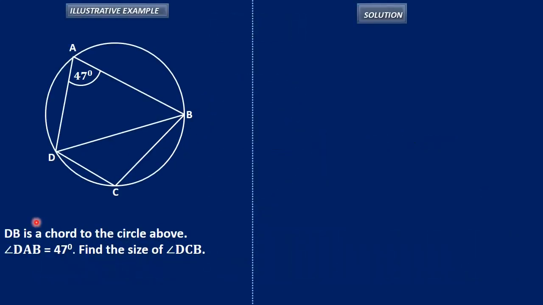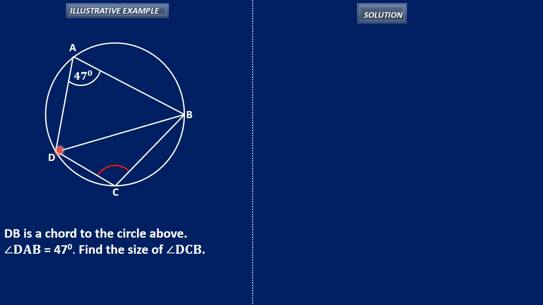And let's apply property 5 to solve this example. The question says DB is a chord to the circle above. Angle DAB is 47 degrees. Find the size of angle DCB. So they want us to find this angle.